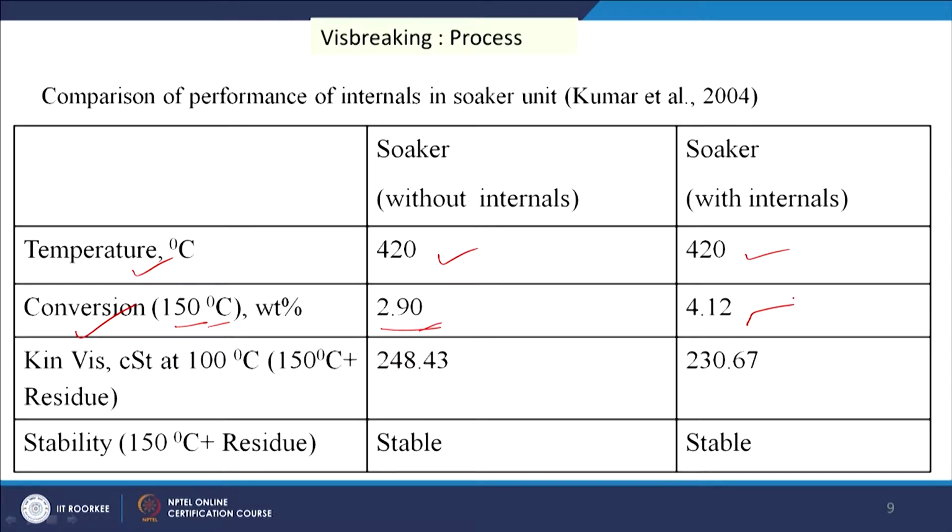So, more liquid we are getting here in case of soaker internals, soaker with internals. And then kinematic viscosity, if we think, then it is 248.43 cSt, whereas it is 230.67 cSt. So, viscosity is lower in case of soaker internals, because it is preventing the coke formation and back mixing in the soaker unit. And then stability, both are stable. So, that way it is very clear to us that if we use the soaker internals, then the quality of the product will be improved.